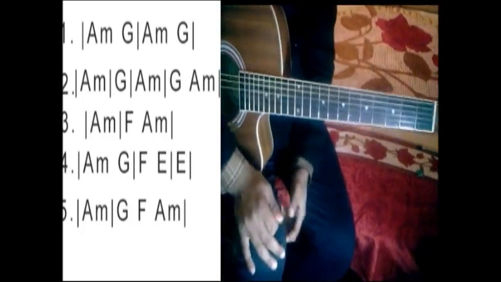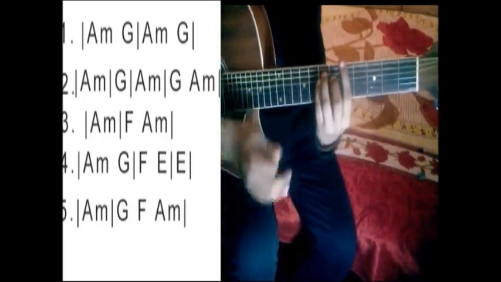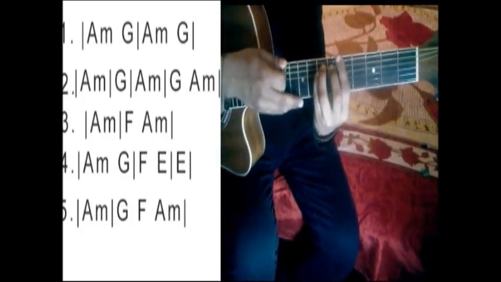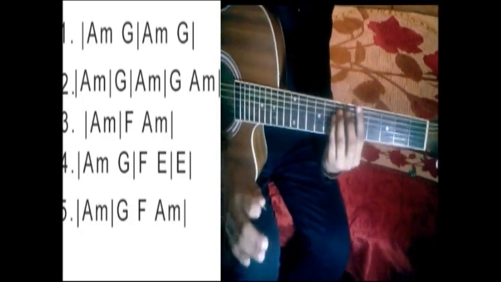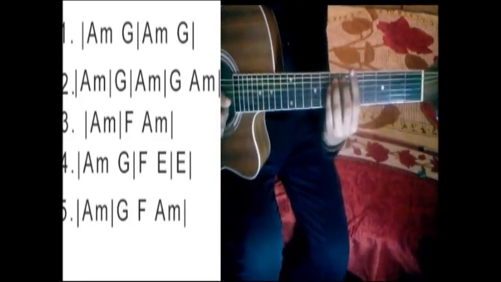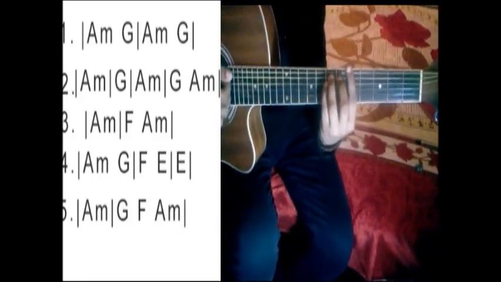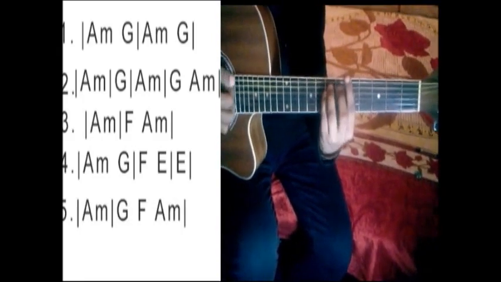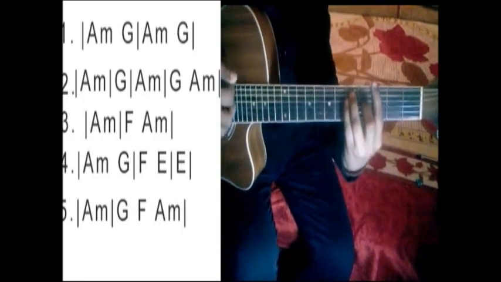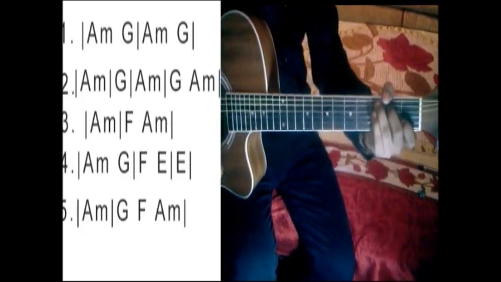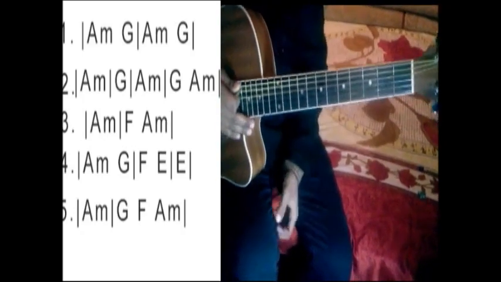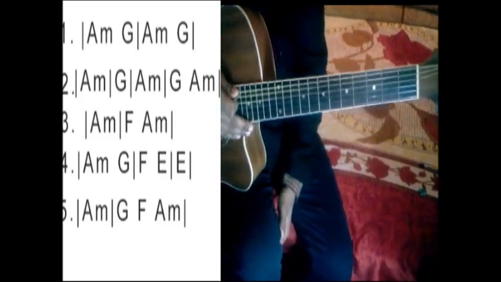While playing with the backing track you can view this, but I'm just teaching you so that you can practice the chord progression for some time and use it in the song. In the next part of the song, a very common chord progression is used: A minor for 2 times, then G, then F, then C. Only this chord progression is used.